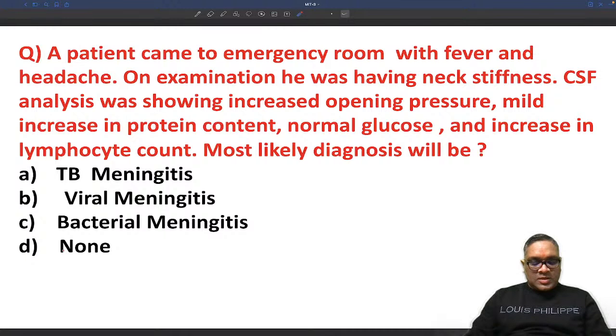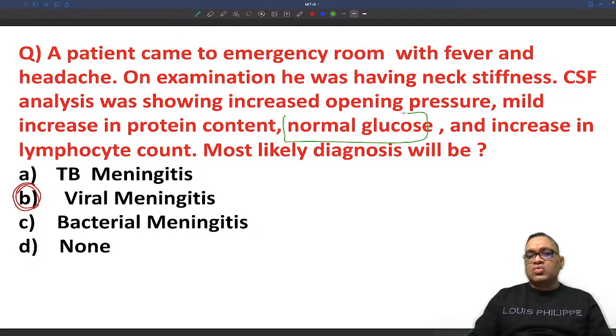Right. So Praveen and Sabyasachi have given me the first correct answer. It will be viral meningitis. That's great. It should be very quick because of this thing: normal glucose level. Normal glucose level will be seen in viral meningitis. It will be decreased in TB meningitis, and there will be severe reduction in bacterial meningitis. So in viral meningitis, normal glucose level will be present, and there will be an increase in the lymphocyte count also.